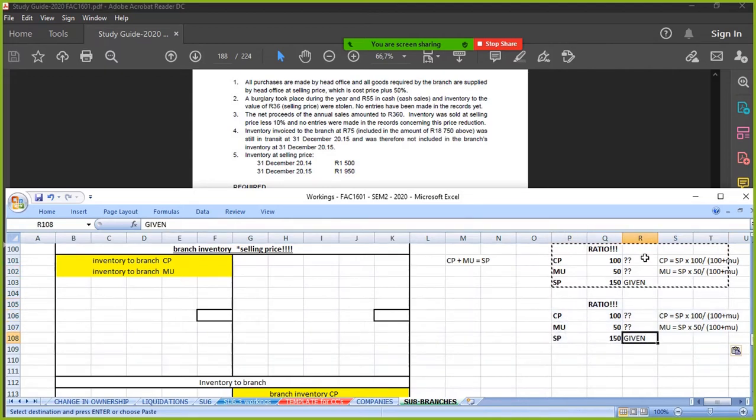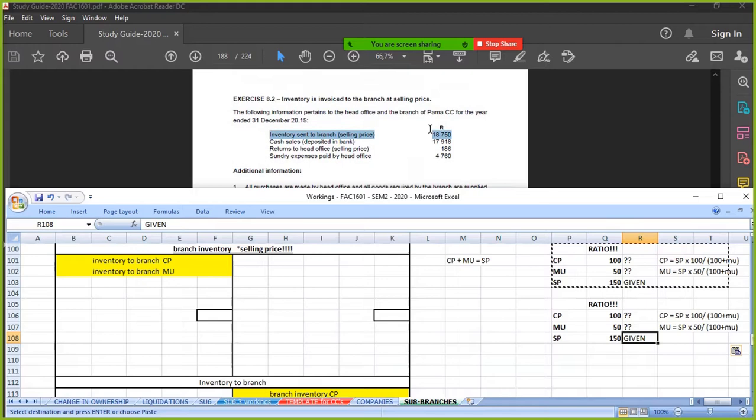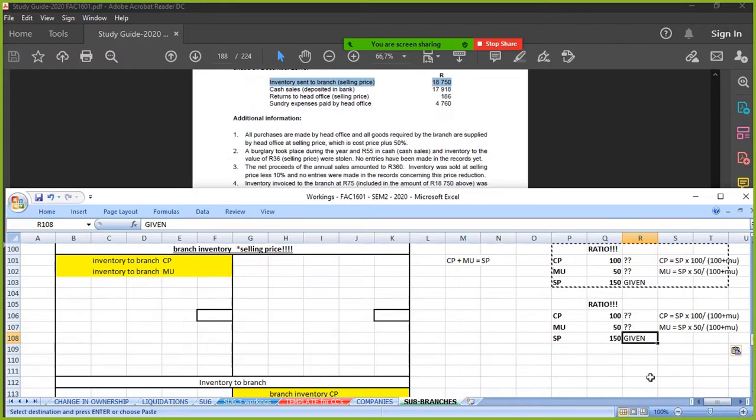what was I given? Selling. 18,750. 18,750 times 100 divided by 150 is 12,500. The markup is 18,750 times 50 over 150. That's 6250. Do you see that? Yes. Okay. You can write it as one figure.